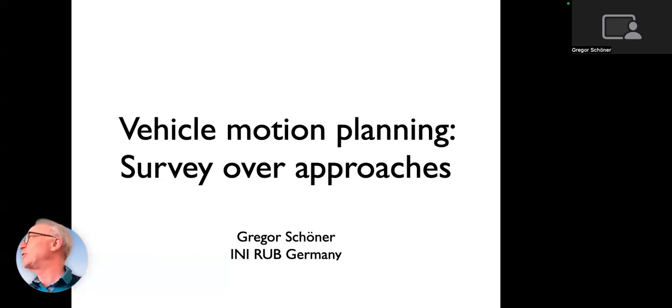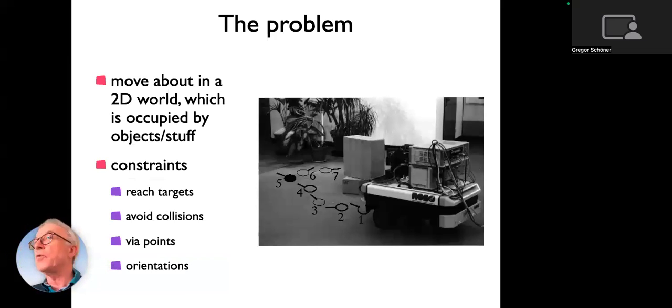So, welcome to the lecture on vehicle motion planning, a survey of approaches. It's a more general perspective, and a reminder: the problem we're talking about is how to create a path, a trajectory in time, or a path if we make time explicit, that characterizes a vehicle's motion. It could be a robot arm as well.